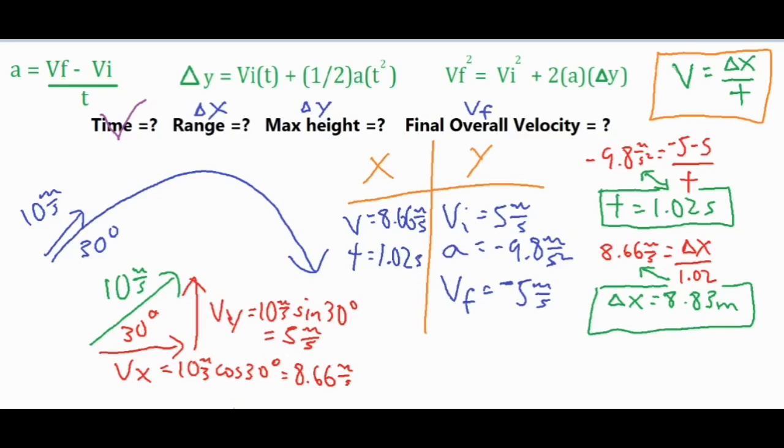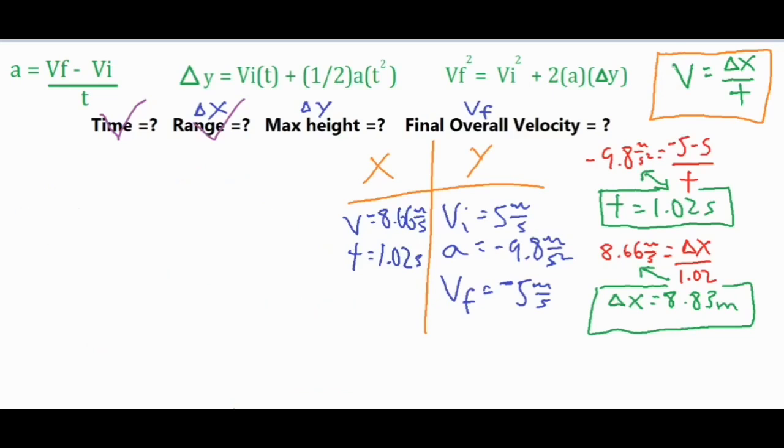All right, now we plugged in everything into this formula. We basically multiplied both sides by 1.802, and then 1.02 times 8.66 is 8.83. So then that takes care of our range. So let's go ahead and clear a little space so we can solve for our max height and our final overall velocity.